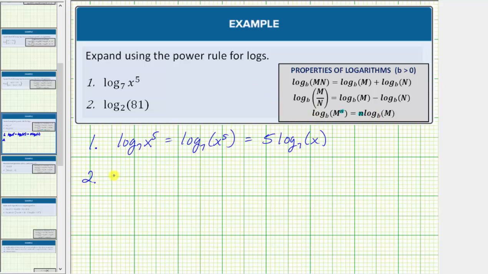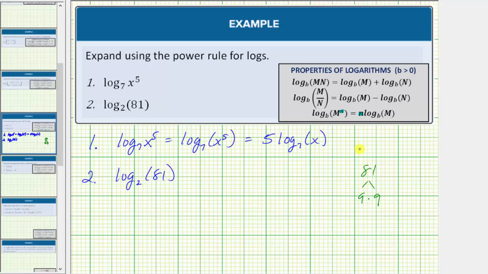For number 2, we're given log base 2 of 81. Notice right now the number part of the log is not written using exponents, so we cannot apply the power property of logarithms in this form. So let's determine the prime factorization of 81, so we can write 81 in the form of m raised to the power of n. Well, 81 is equal to 9 times 9, so we could write 81 as 9 squared and apply the power property of logarithms.